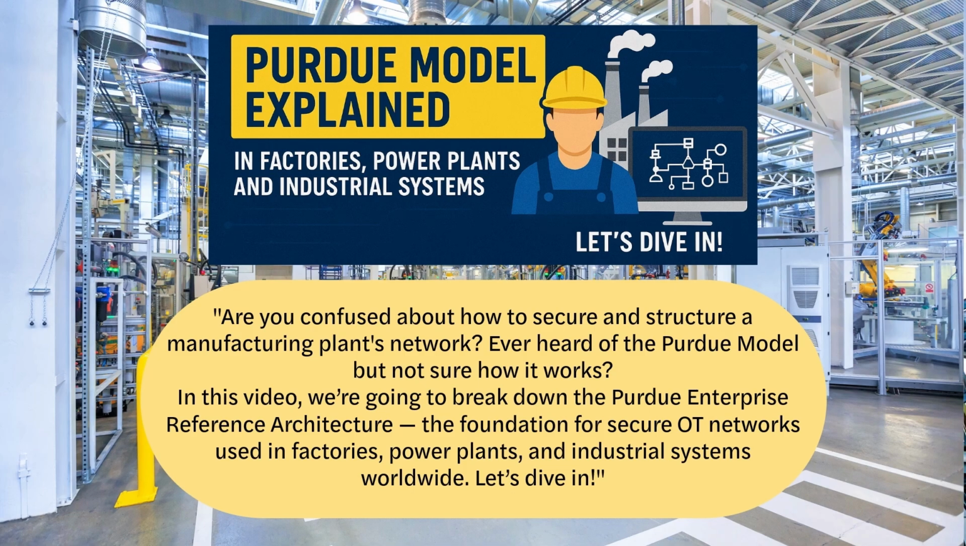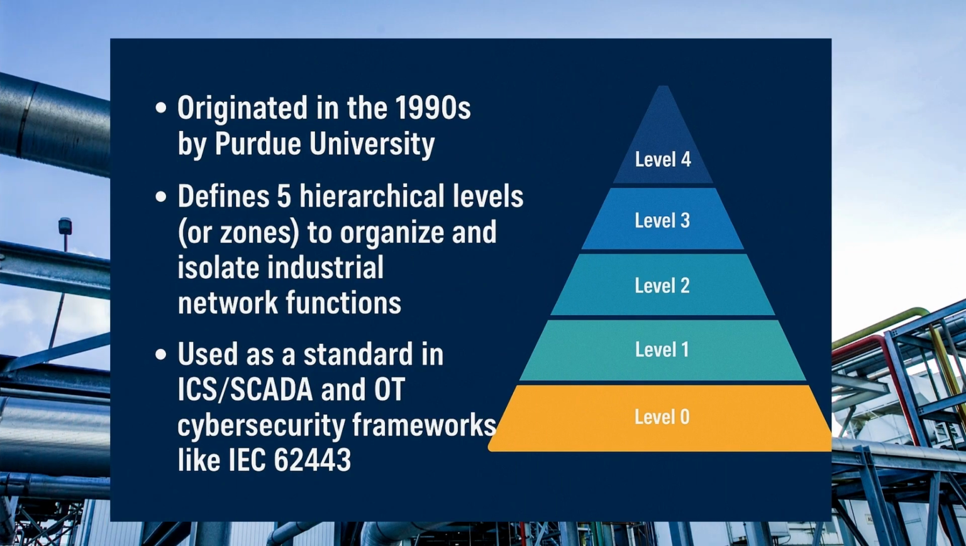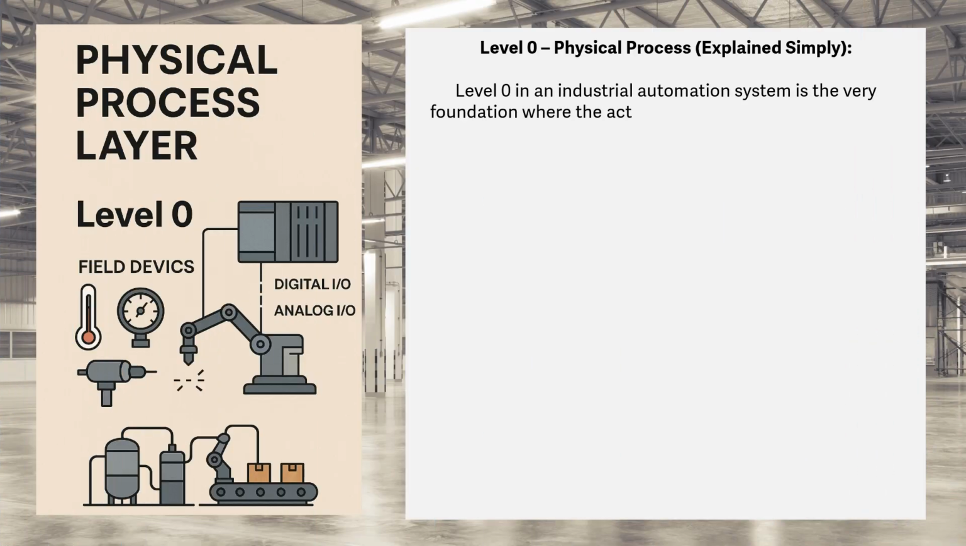Let's dive in. Originated in the 1990s by Purdue University, it defines 5 hierarchical levels, or zones, to organize and isolate industrial network functions, used as a standard in ICS/SCADA and OT cybersecurity frameworks like IEC 62443. Level 0: Physical Process.